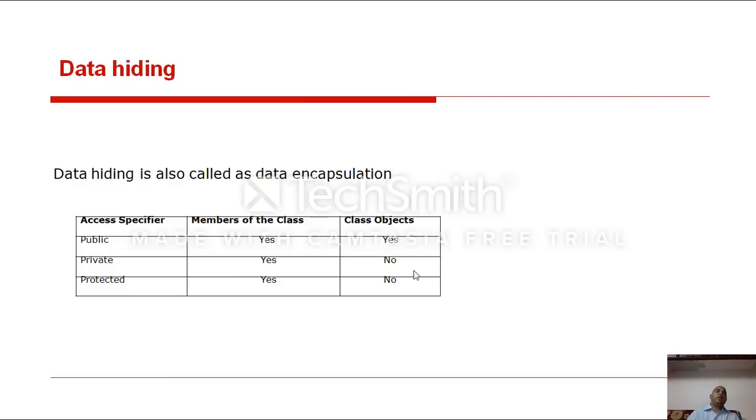Once again, I repeat the definition. Data hiding is also called data encapsulation. An encapsulated object is called an abstract data type. Data hiding is useful for protecting data. We are using data hiding to protect data.